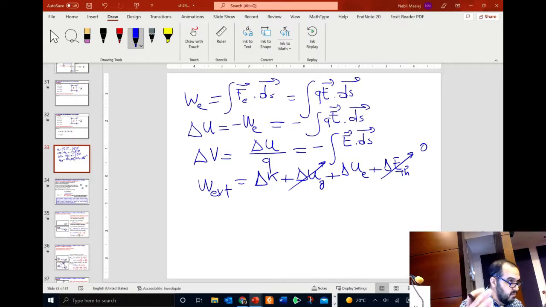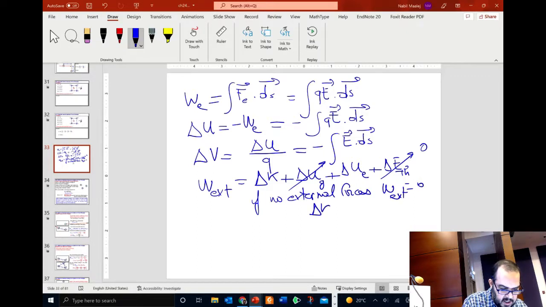If there are no external forces acting on the system, obviously the external work is going to be 0. So if there are no external forces, W external is equal to 0, hence we can write delta K plus delta U is equal to 0.